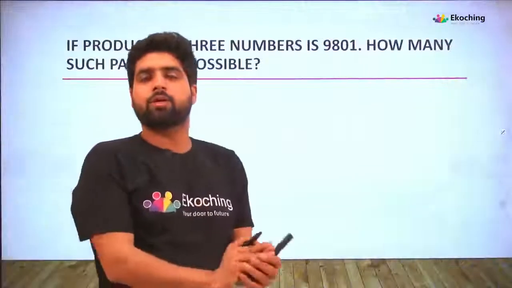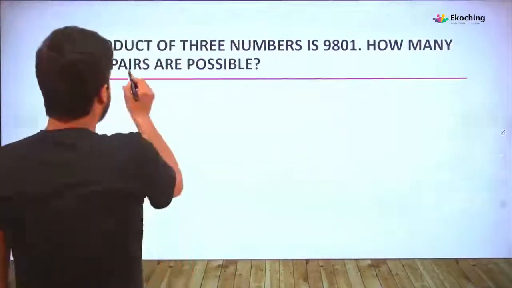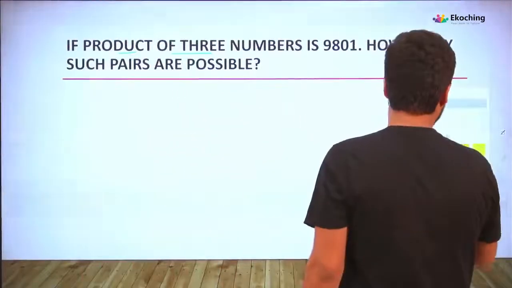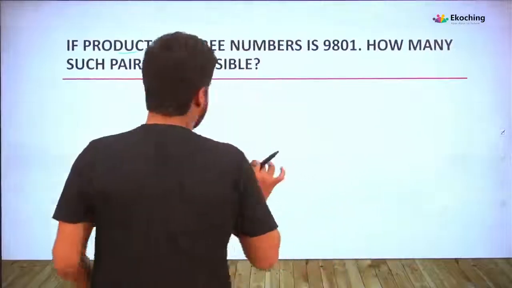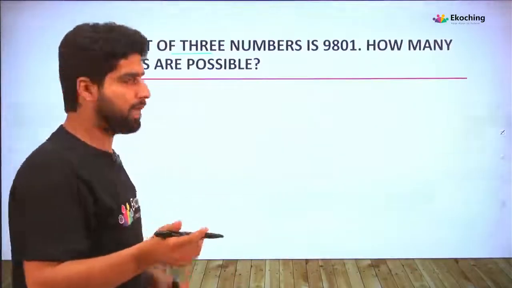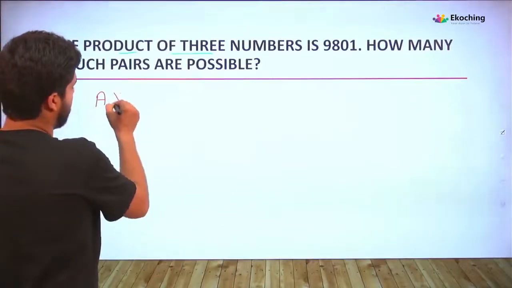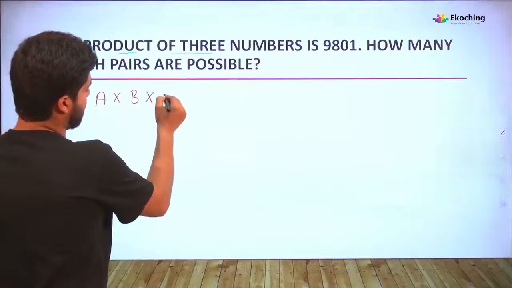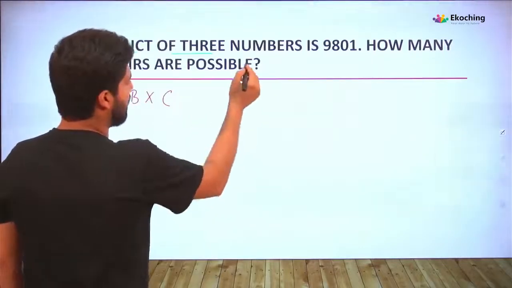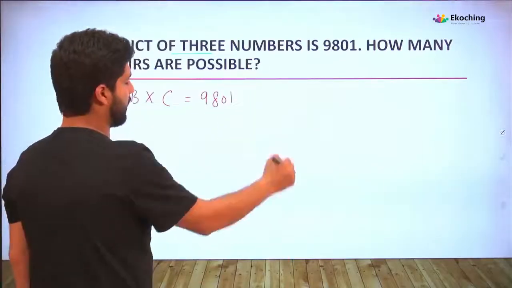Okay, so let's get back to this question. Now, this question says the product of three numbers is 9801. So that means three numbers could be any number, A into B into C. I can just take A into B into C as such numbers. And we need to find how many pairs of A, B and C exist, and their product must be 9801.